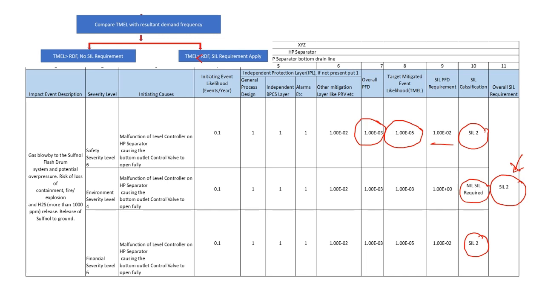Okay, we calculate RDF, we calculate TMEL, we compare both of them, and then we determine what will be the requirement for the SIL, and if the SIL is really required, what will be the SIL classification. So in this case, we have found that the SIL requirement is SIL 2. Okay, so that's it. Hope you have understood how to conduct the LOPA, and next time when you see any LOPA report, or when you will be conducting the LOPA on your own, you will be much more confident.